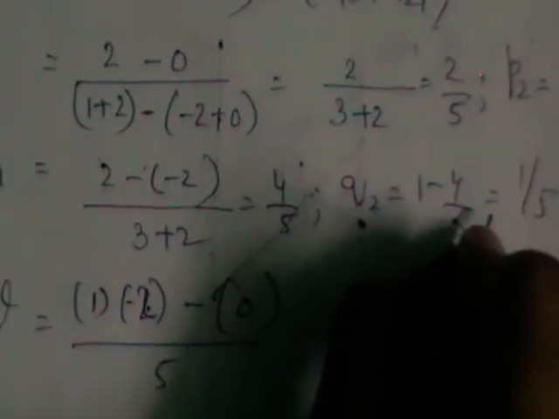What is the value of the game? A11 into A22 is 1 into 2, minus of minus 2 into 0, by 5, which is nothing but 2 by 5. So you are going to write here the value of the game is equal to 2 by 5.